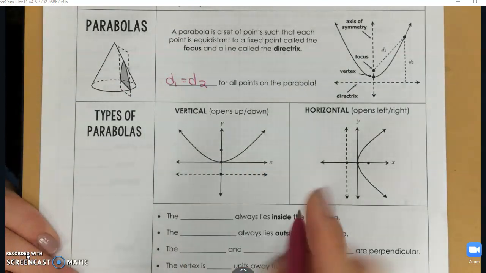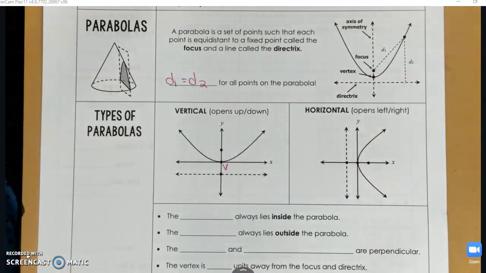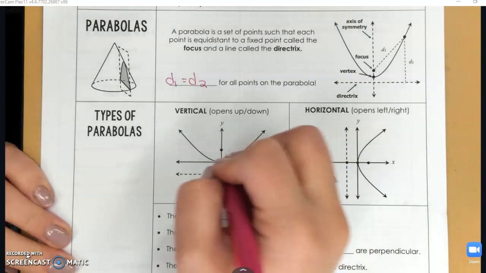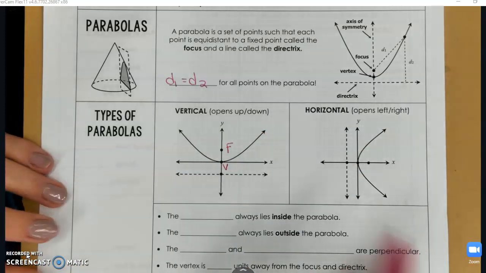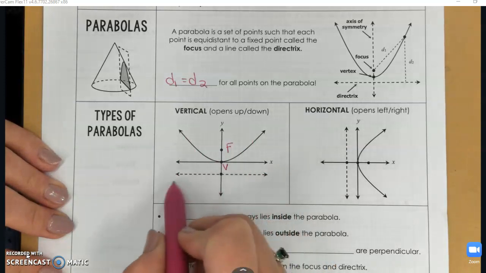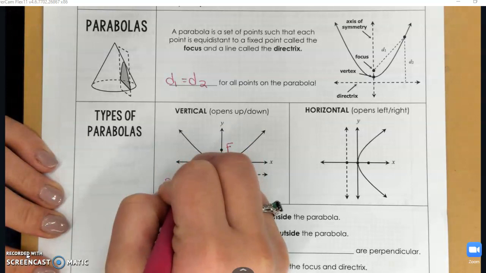The vertex, you should be familiar with that. That is either your lowest or highest point of your parabola. I'm going to just abbreviate that with a V. That's your vertex. And then this point inside the parabola is your focus. I'm just going to abbreviate that with F. And then for this vertical parabola, I have a horizontal line that is outside the parabola, and that is my directrix.